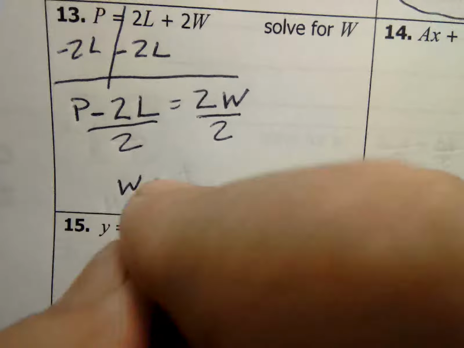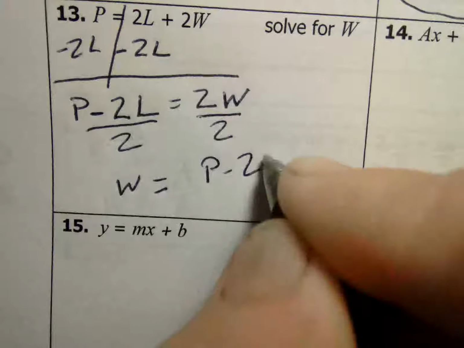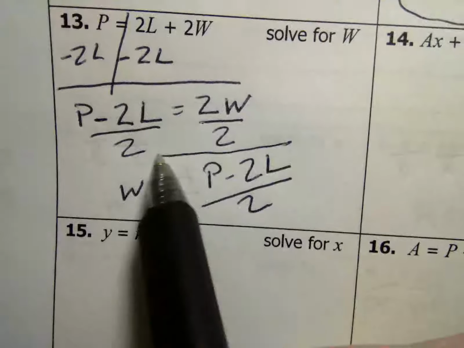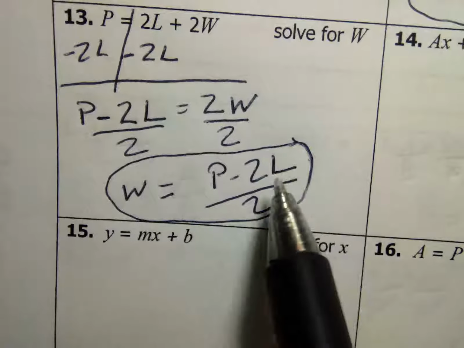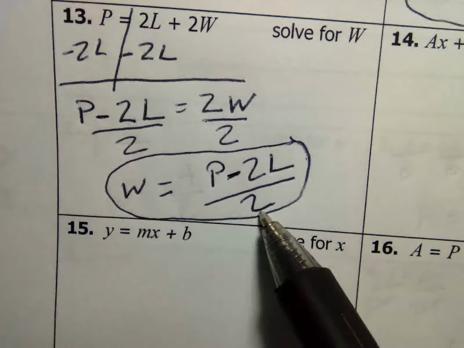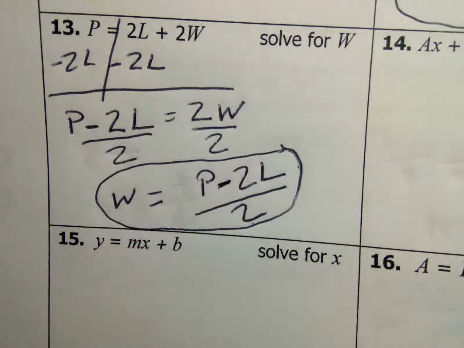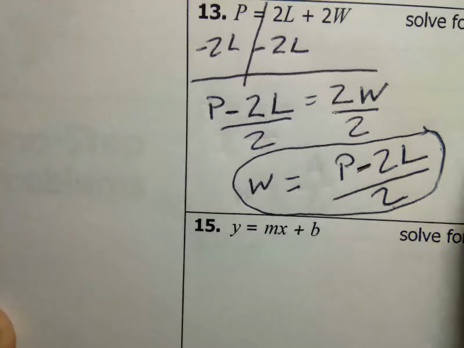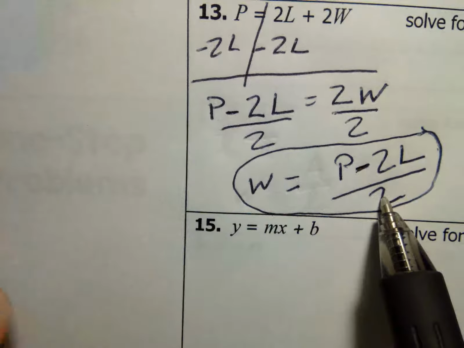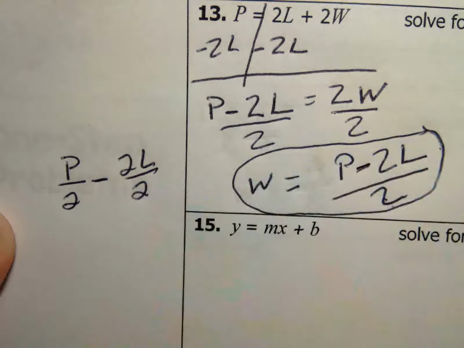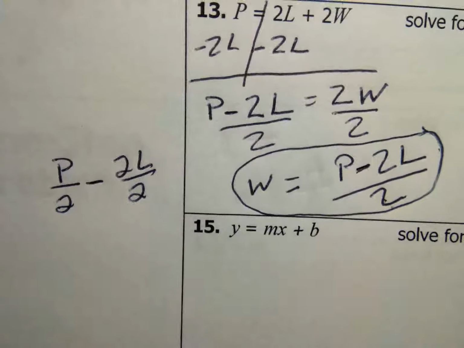Yep, because we want W by itself, and there's our answer. Now, this one, this is a correct answer, but I want you to know this isn't always written this way. Sometimes you'll see it this way. I'm going to rewrite this so you can see where you might have it written different. So right now we have a common denominator. This can also be P over 2 minus 2L over 2, because that's the common denominator.